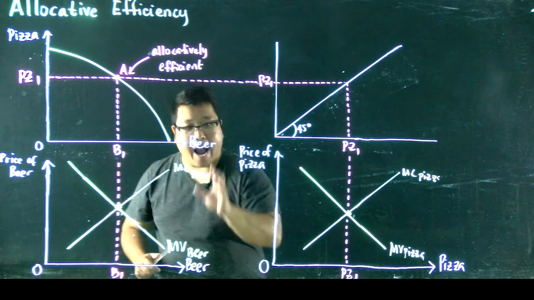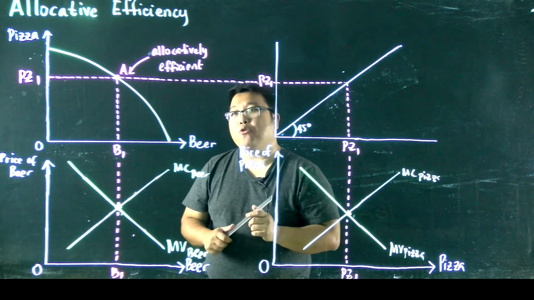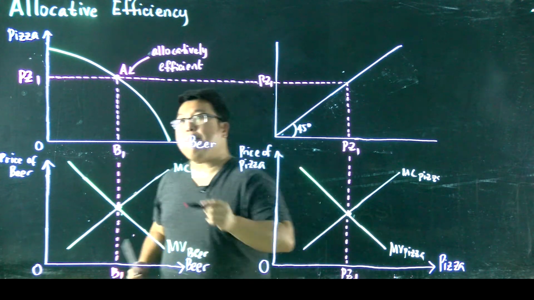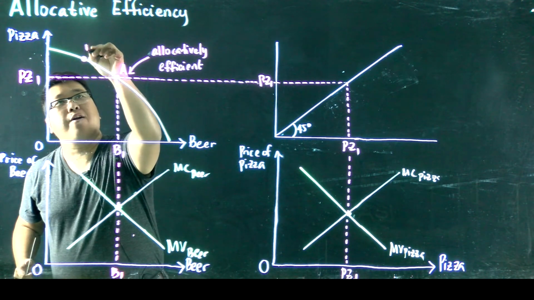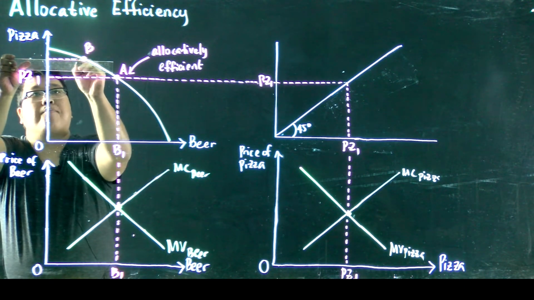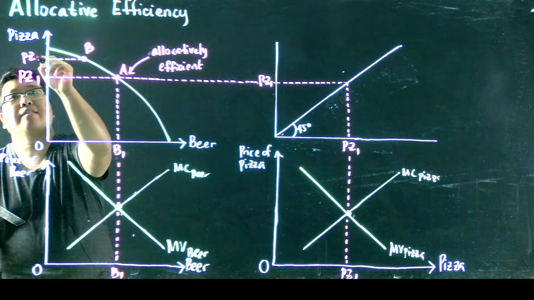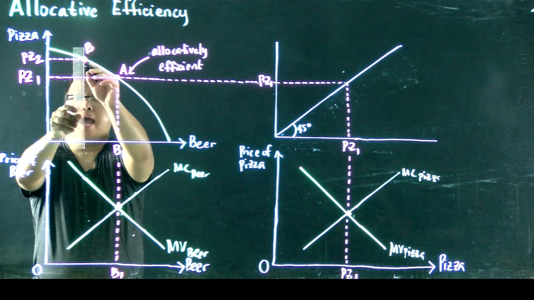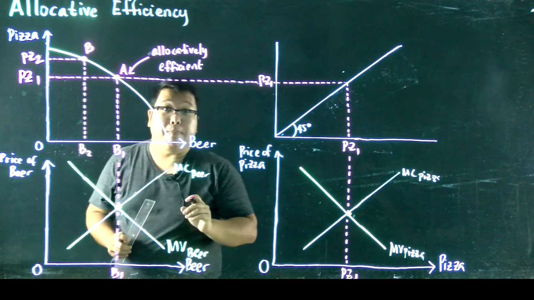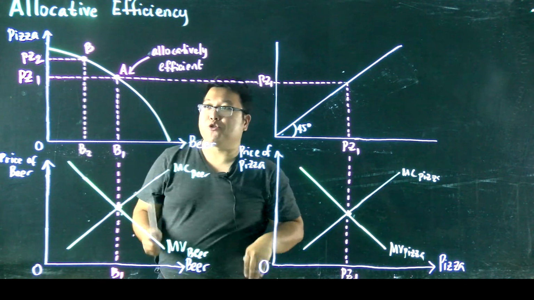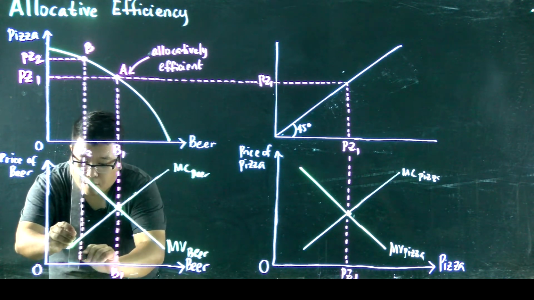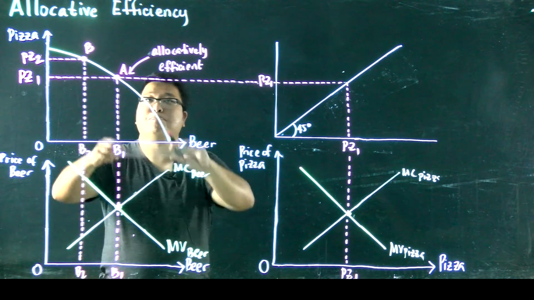Now, what happens if the economy decides to produce more pizza and less beer? Well, when that happens, let's say we're at point B over here. At point B, the economy is producing more pizza, and I will call this PZ2, and the economy is producing less beer. I will call this B2. And again, we use the same trick. We have this broken line right here, all the way here. I will call this B2.